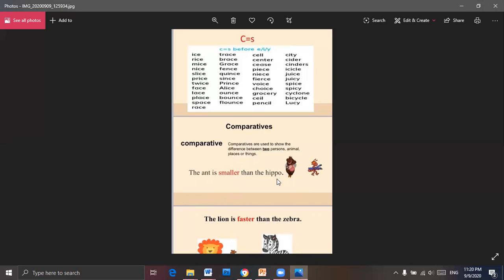So we add er, smaller than. Like the second example here, the lion is faster than the zebra. The adjective here is fast, and fast is the opposite of slow. And because we compare between the lion and the zebra, we say that the lion is faster. We add er to the adjective, faster than the zebra, okay?